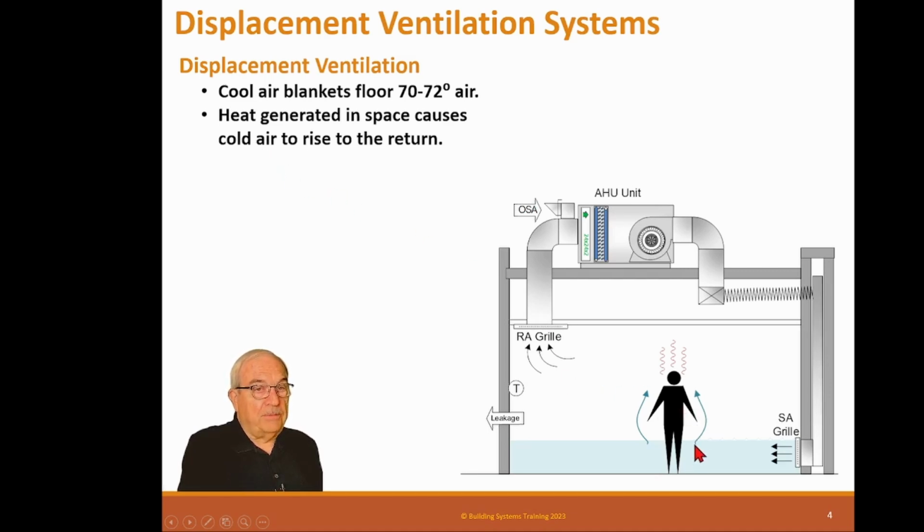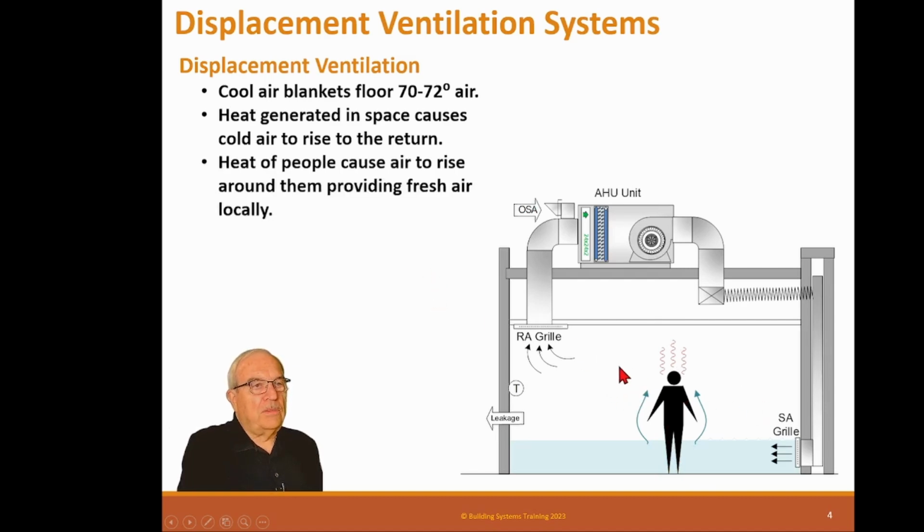So the heat around the people going up like this actually draws the air around them. So it actually creates a fresh air envelope around a person. It's about 2 to 3 inches around a person as it sucks it up. Or if you have a machine or whatever, anything in the space that's producing heat will draw this air up as long as it's down here. If it's something on the ceiling, it doesn't do that, but that's what this is called, displacement ventilation. Heat of the people causes the air to rise around them, providing fresh air.